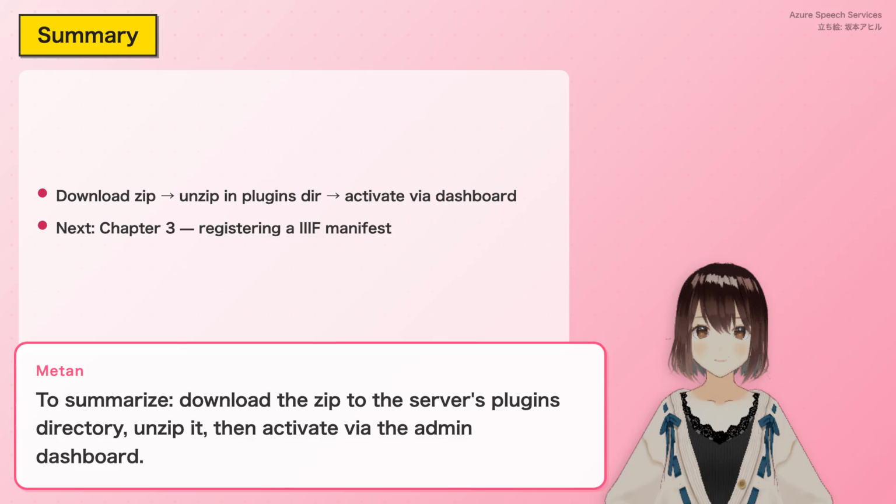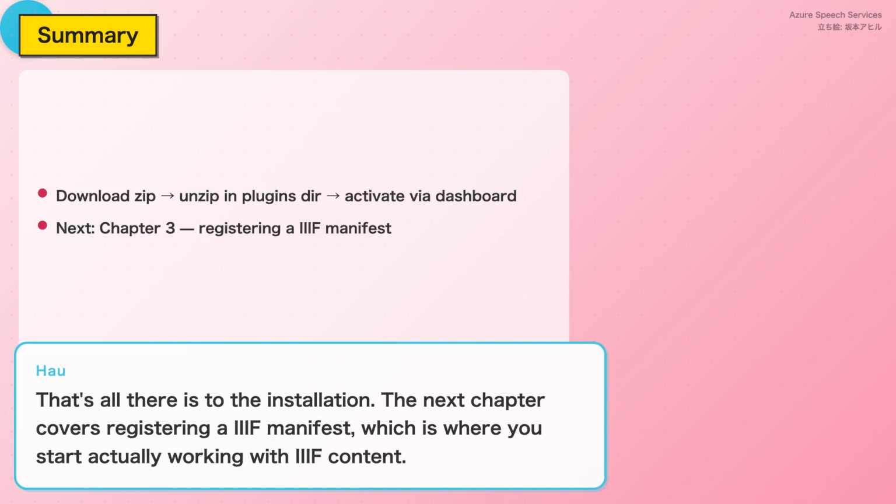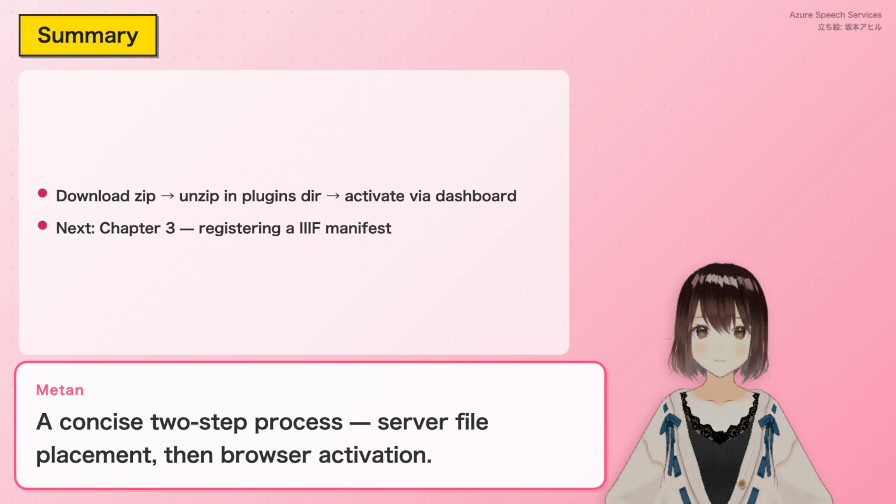To summarize, download the zip to the server's plugins directory, unzip it, then activate via the admin dashboard. That's all there is to the installation. The next chapter covers registering a IIIF manifest, which is where you start actually working with IIIF content. A concise two-step process, server file placement, then browser activation.